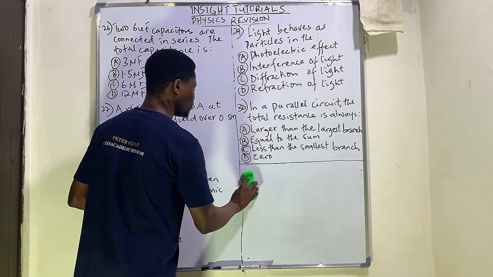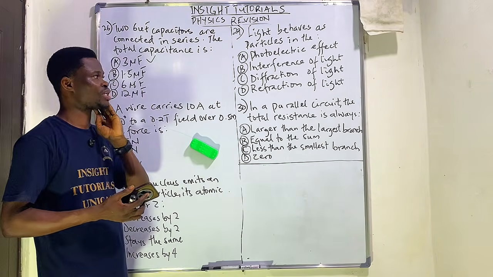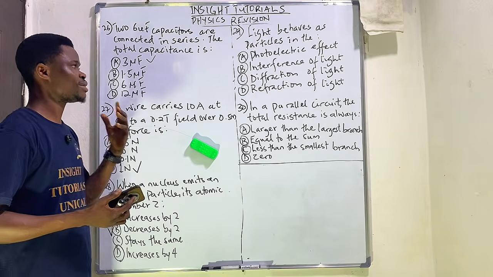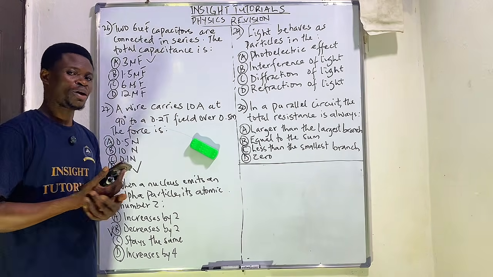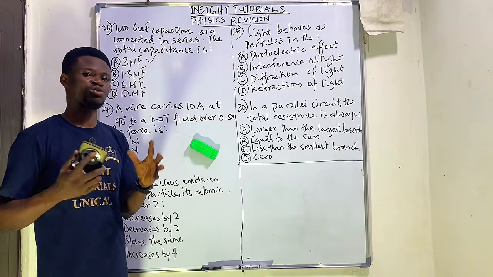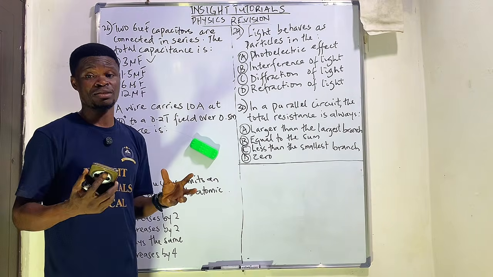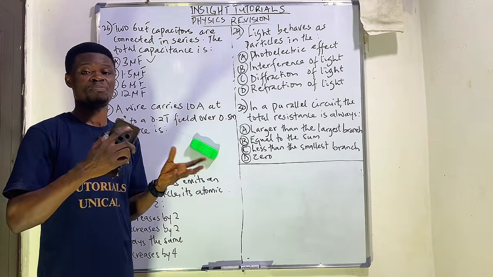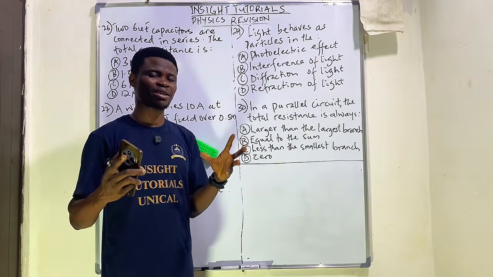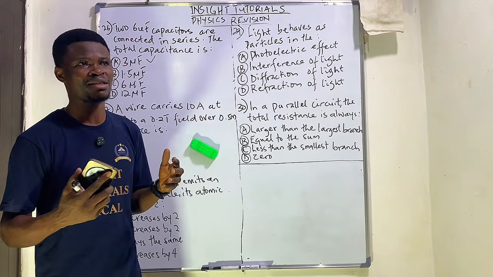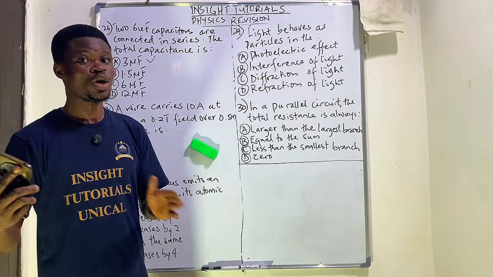Question 29 says that light behaves as particles in the, A says photoelectric effect, B says interference of light, C says diffraction of light, and D says refraction of light. Now, it is very important for you to understand that there's what we refer to as the wave-particle duality of light. It is presenting that light can behave as a particle and it can also behave as a wave.